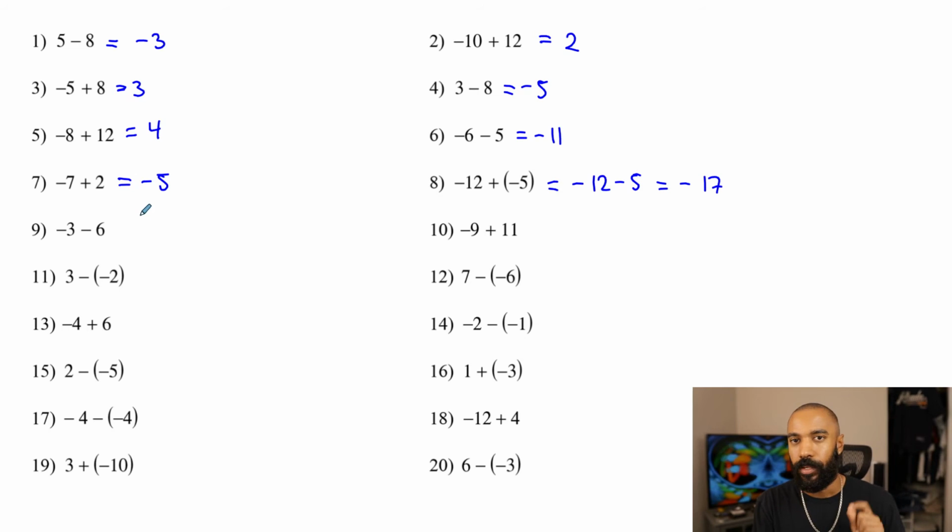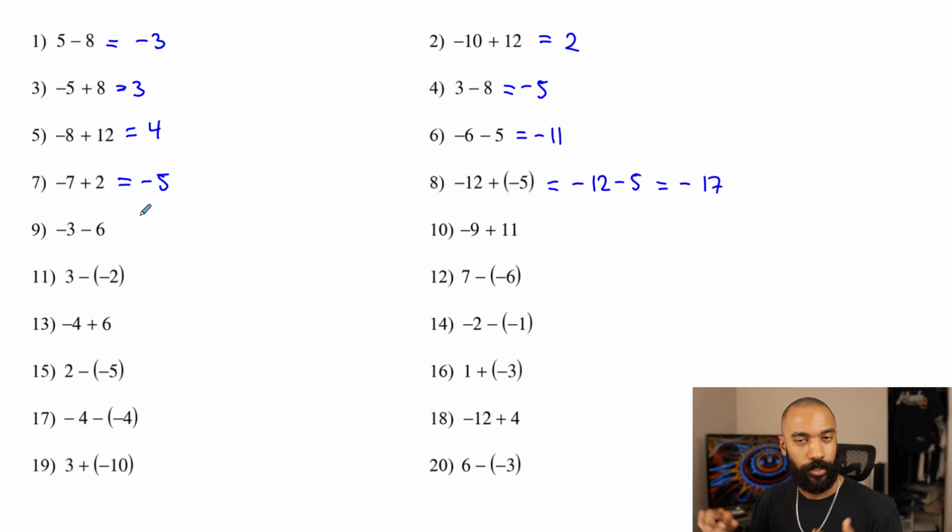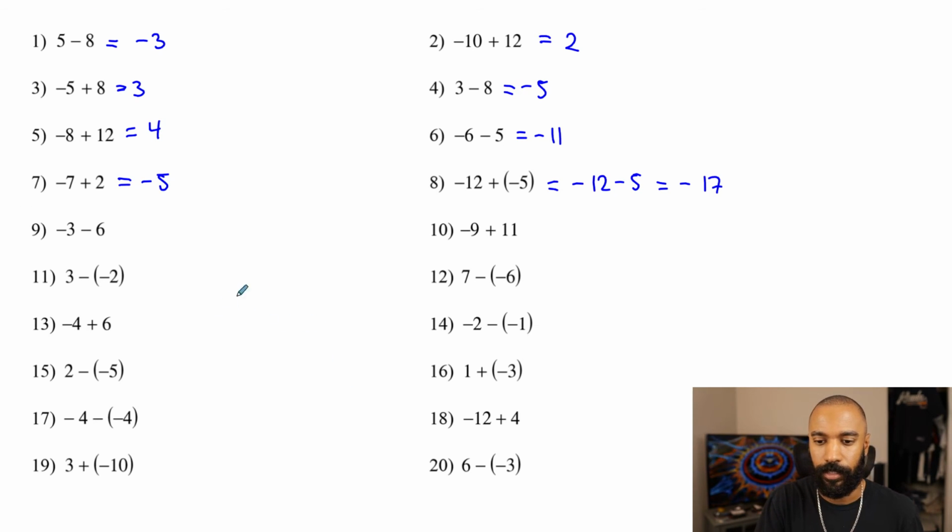Number 9, -3 minus 6. Left, left. I don't know if I have any positive pluses. I'd rather us do the ones that are fine. Number 9, -3 minus 6. Left, left. Bigger, like addition, but negative, because we stayed left. So 3 plus 6 is 9, so -9.